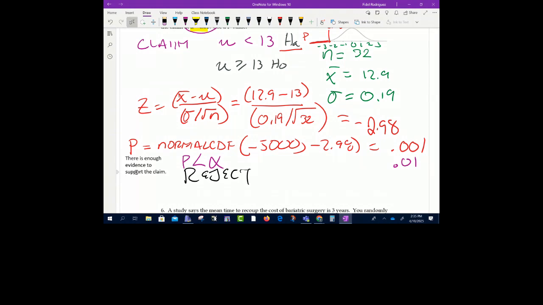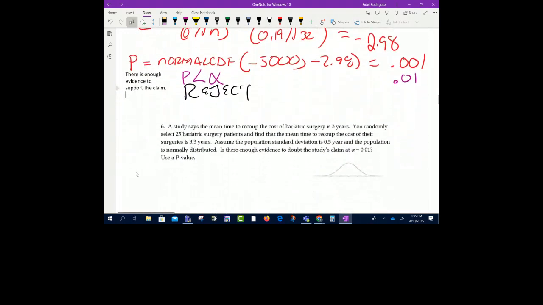What do you think? Are we doing okay so far? Guys, I'm just trying to follow a little process here. And I'm going to show you a second way that we can go through these questions as well. But let's try that on number 6. So let's take a look here, y'all.